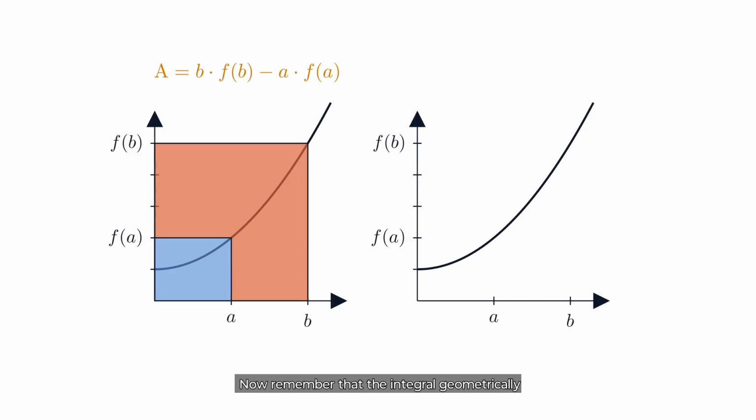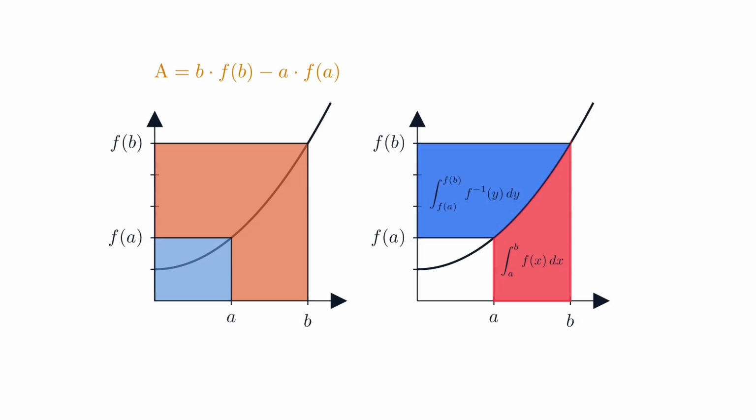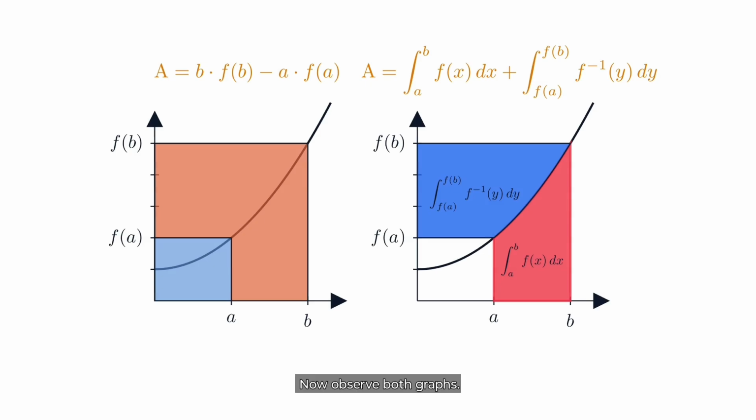Now remember that the integral geometrically represents the area under a curve, so the area under the curve traced by f of x from a to b is nothing but the integral from a to b. And if we want to know the area between the y-axis and the curve ranging from f of a to f of b, we've got to integrate the inverse function from f of a to f of b along the y-axis. And the area of this L-shaped figure is the sum of the integrals. Now observe both graphs. We can compare them side by side and conclude that they are the same.